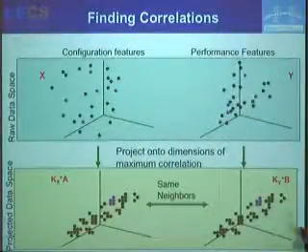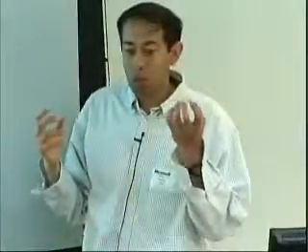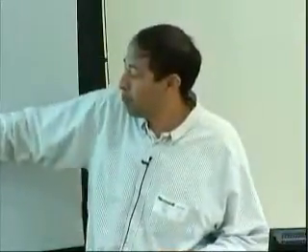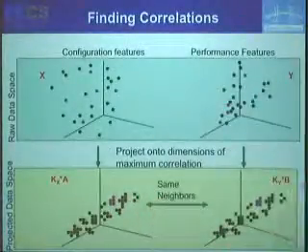And what CCA is doing is projecting onto dimensions of maximum correlation so that once you transform into this projected space, you should cluster similar performing points together. So the performance features are clustered here, and the configuration features are clustered here.